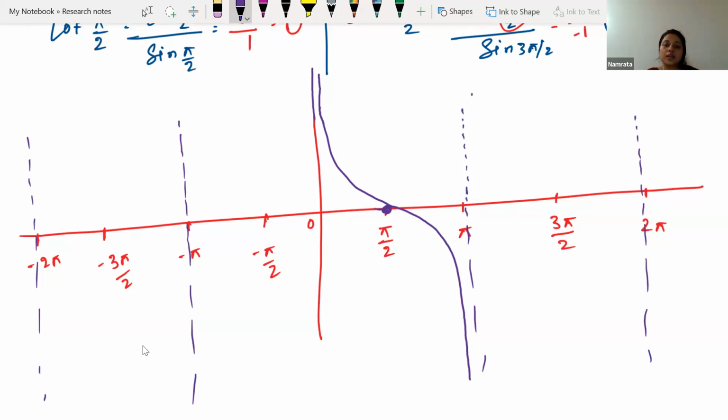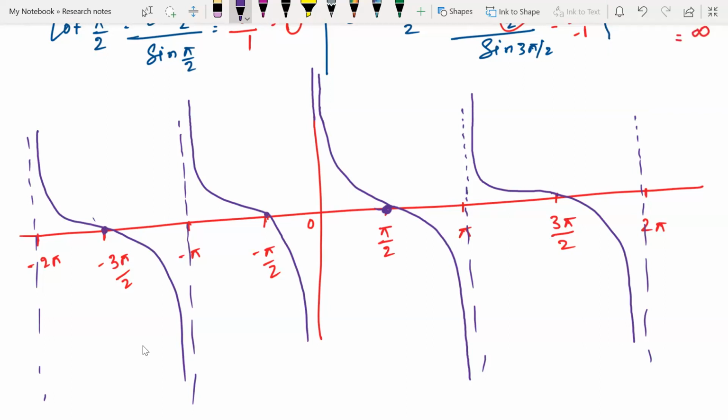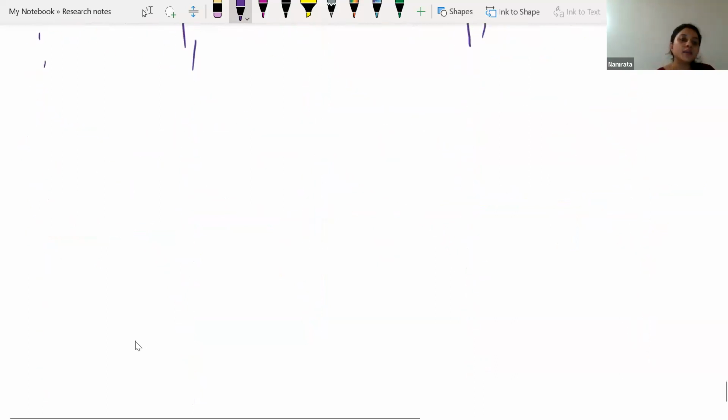Is it clear to both of you? Yes, ma'am. Like this one. Here 0 and here like this. Here also. Can you see? Izan, is it clear to you? Yes, ma'am. So this is how we will get the graph of cot x. Okay. Now we are done with cot, tan. We have to do still sec x and cosec x. Let's do it quickly.